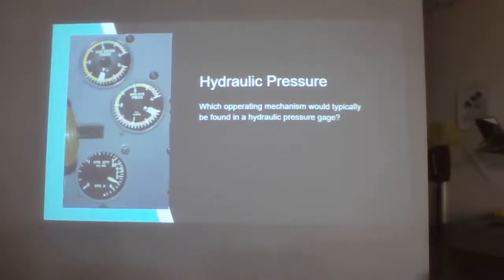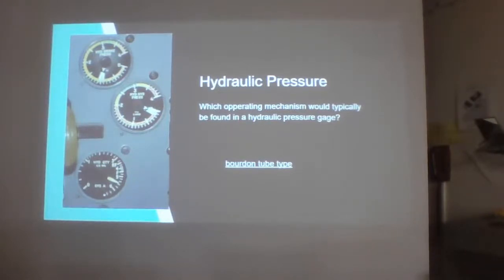Hydraulic pressure, which operating mechanism would typically be found in a hydraulic pressure gauge? Okay, so what operating mechanism am I talking about? When I say operating mechanism, operating device, we're talking about what device is internal to that gauge. What is sending the reading? So the answer to that is a Bourdon tube type, okay? And this is a question directly out of your ASA test book.